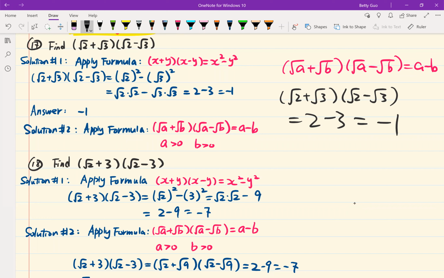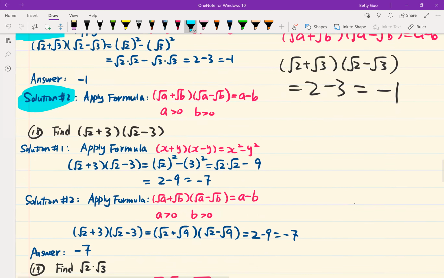Also in number 17, for the review, I give you two methods. Solution number 1, solution number 2. You can choose either method you feel you like more. Yeah, either method, both methods are good methods.